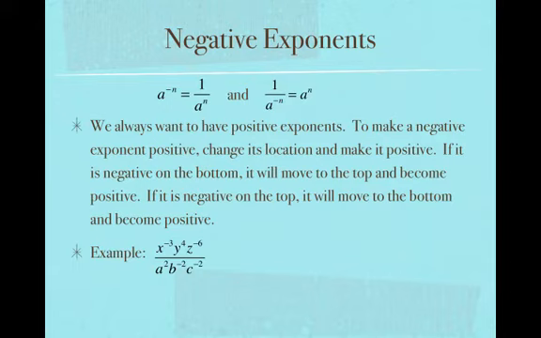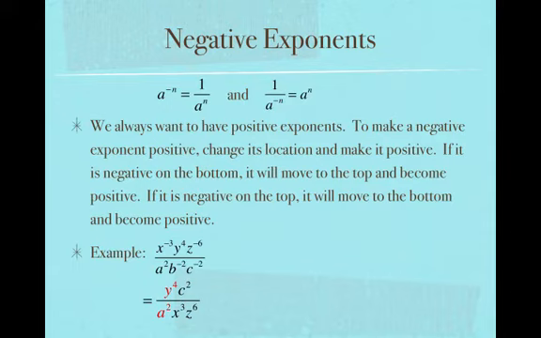Okay, so let's say we have this for our example: x to the negative third power, y to the fourth, z to the negative sixth, over a squared, b to the negative 2, c to the negative 2. Okay, so again, we only want to move the negative exponents. The ones that are positive will stay exactly where they're at. Okay, so here I've highlighted the ones that were positive. Those ones did not move.